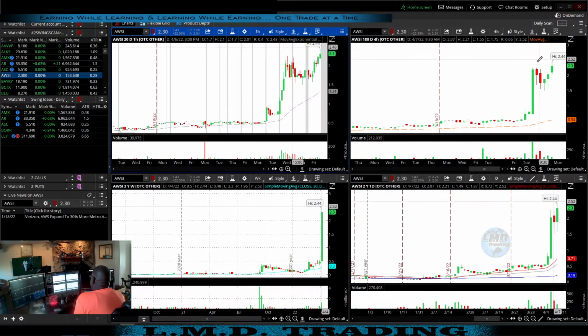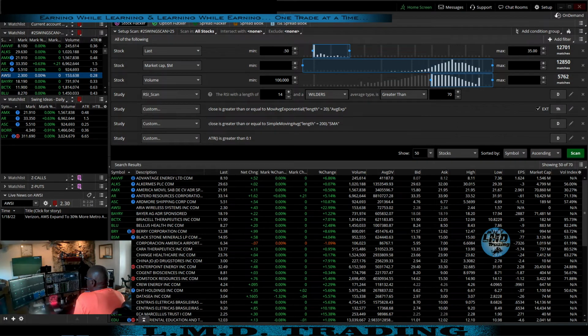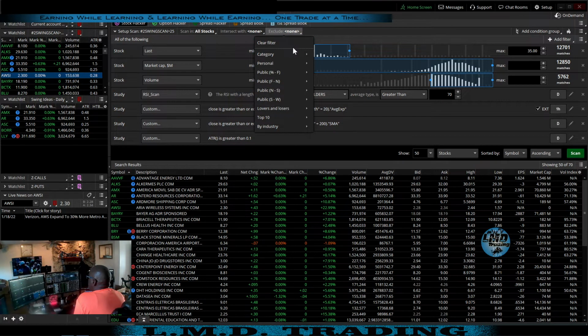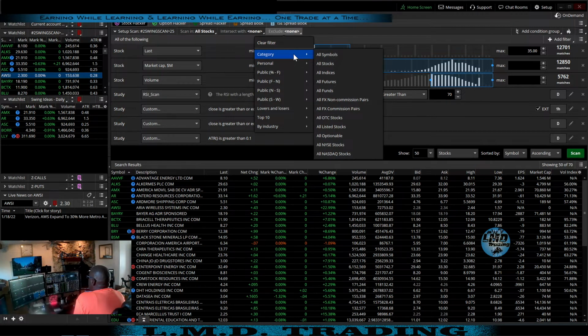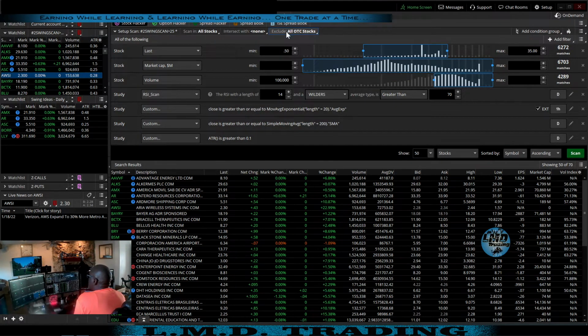But one thing I did just catch that I do need to go back and change. So these numbers are going to change. I really don't like trading over the counter. So let's go change something here. Let's exclude all OTC. This is usually always turned on all my scans, so I don't know how it wasn't turned on that one.